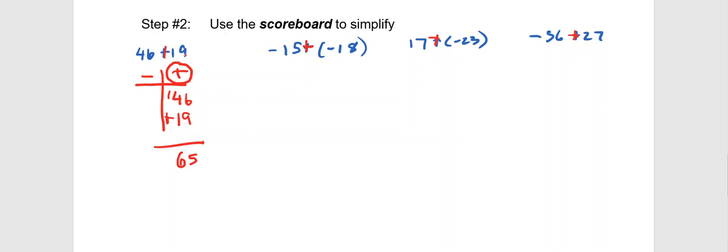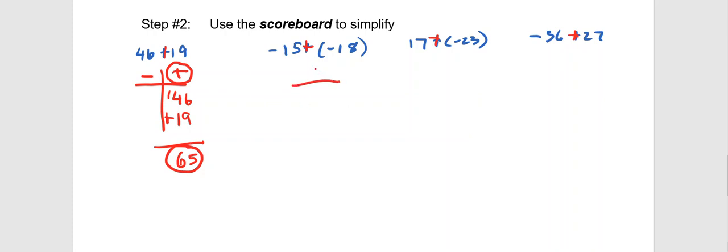Now, we could have done that without the scoreboard, but for practice, it's helpful to do it. And again, the scoreboard is going to be more useful when we're dealing with adding negatives or particularly adding positives and negatives. So 46 plus 19, we get an outcome of 65.